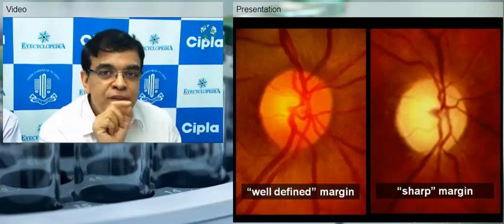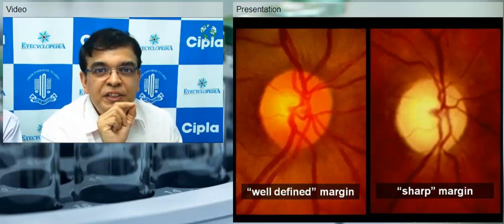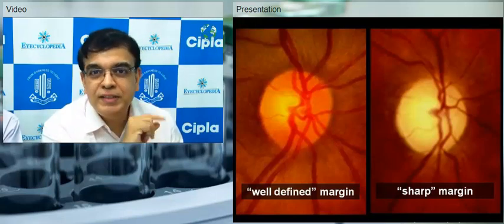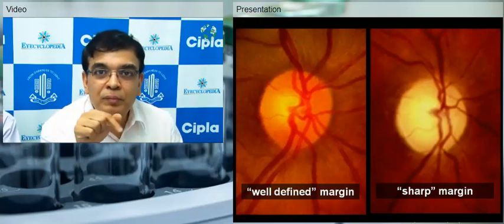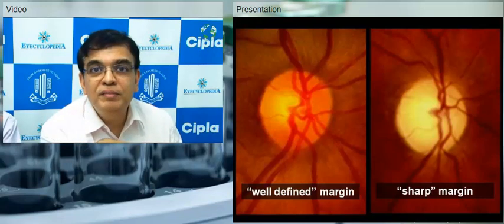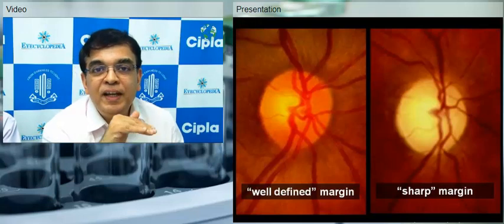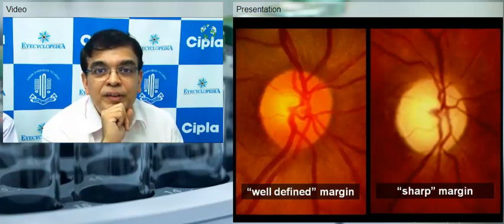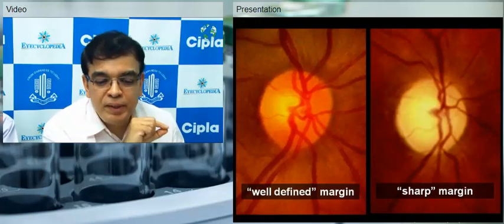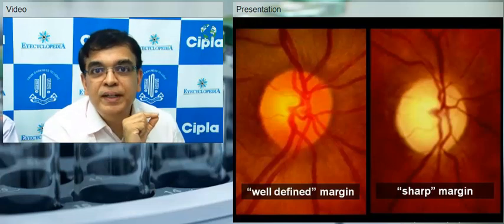If you actually look at normal optic discs, the margin of the disc is never absolutely sharp. It's slightly fuzzy, and the reason it's slightly fuzzy is, what is the margin of the disc? It's basically the scleral opening, but over that you have these millions of nerve fibers which are leaving it. So you are seeing the edge of the scleral cup beneath a thick layer of axons, and that produces that slight blur. It's not completely blurred, so we use the word well defined to describe a normal disc margin.